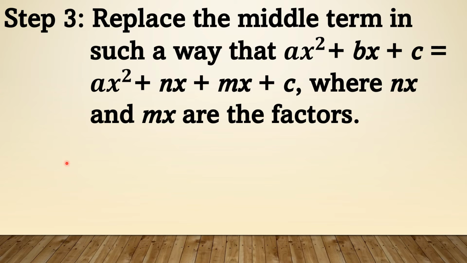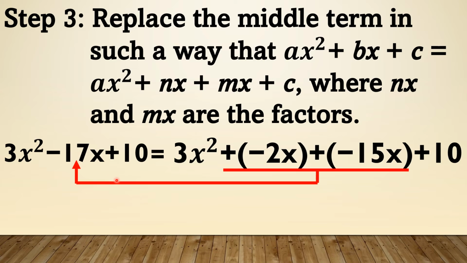Okay, step 3, we are going to replace the middle term in such a way that ax squared plus bx plus c will be equal to ax squared plus nx plus mx plus c, where nx and mx are the factors. So 3x squared minus 17x plus 10 will be equal to 3x squared plus the two factors, negative 2x plus negative 15x, then plus the last term, 10.